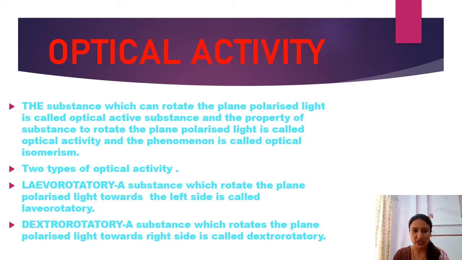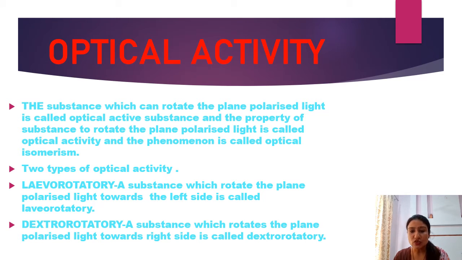Now, optical activity. The substance which can rotate the plane polarized light is called optically active substance, and the property of the substance to rotate the plane polarized light is called optical activity, and the phenomenon is called optical isomerism. Two types of optical activities are there. First is levorotatory, second is dextrorotatory, as I discussed before.